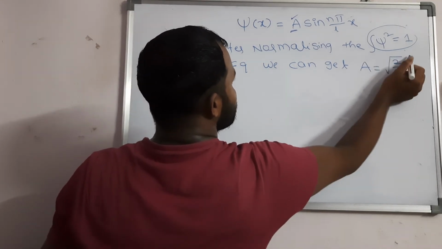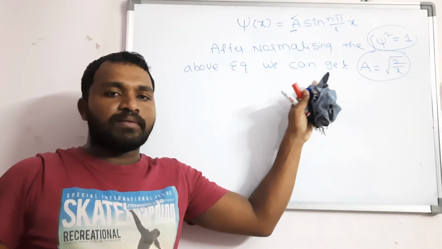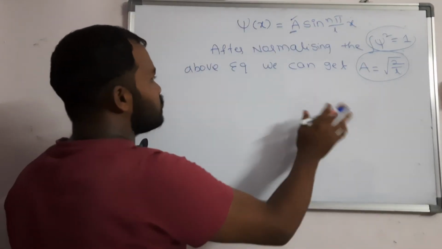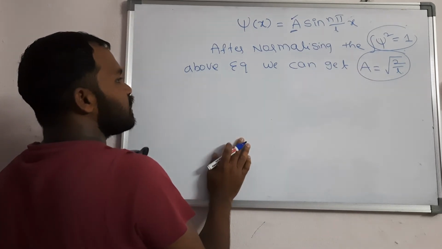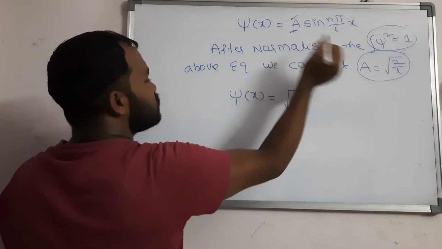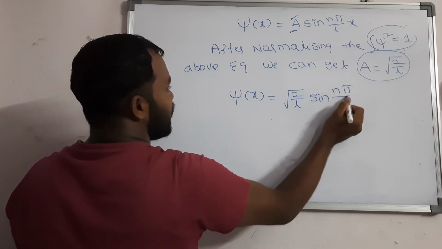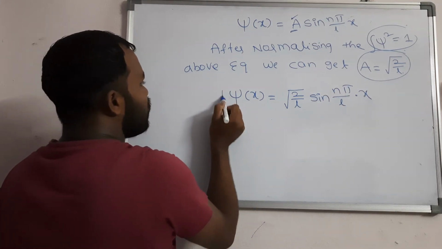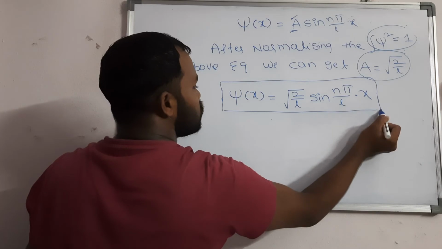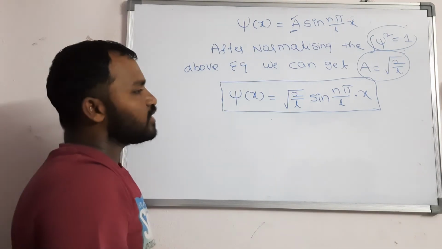Whoever is seeing this video, you can see my normalization videos, where you will get the answer for this. So directly you should write it, don't derive this again. A is equal to root 2 by l. Now substitute in the above equation. Psi of x is equal to root 2 by l into sin n pi by l into x. So this is the wave function I got for the 1D box, in the limits 0 to l. This is the wave function: root 2 by l into sin n pi by l into x.